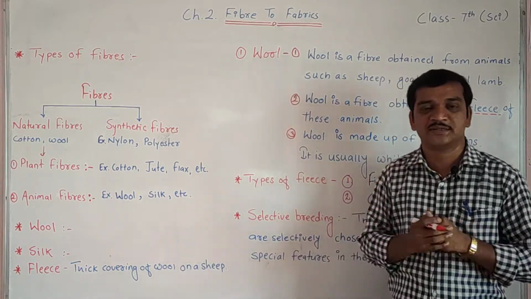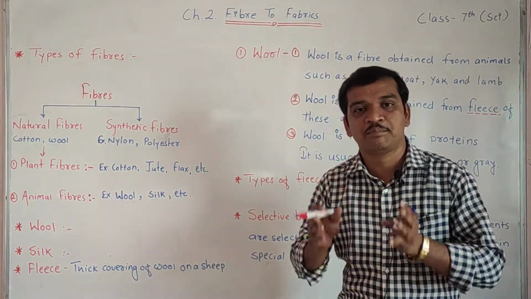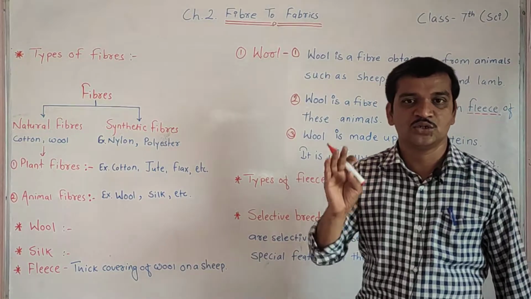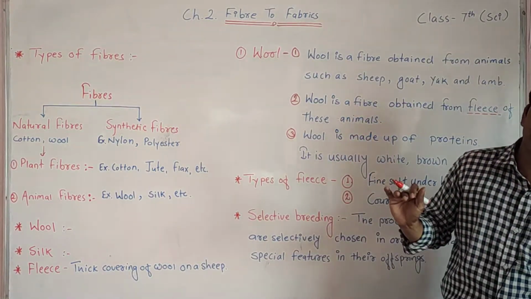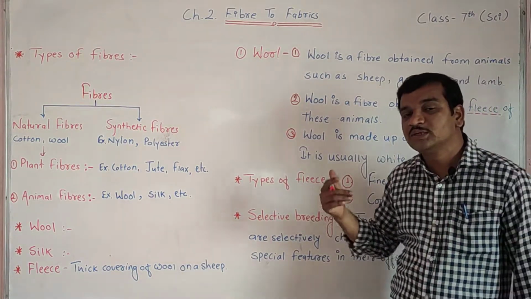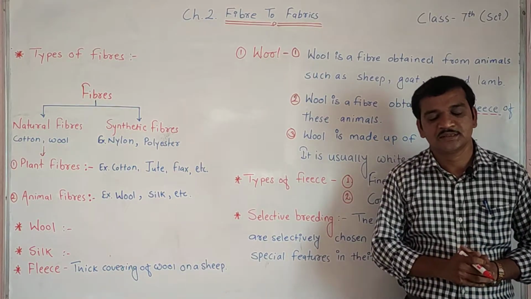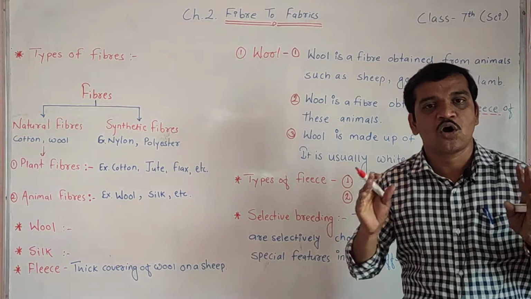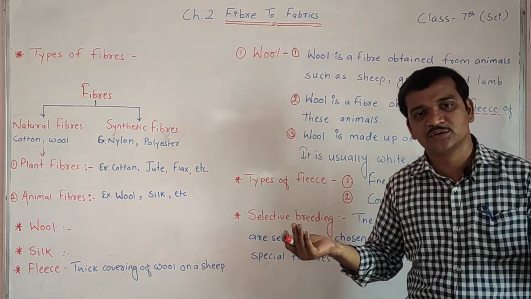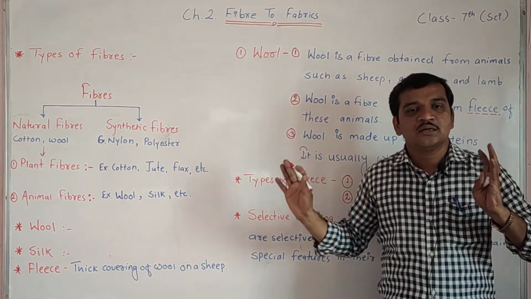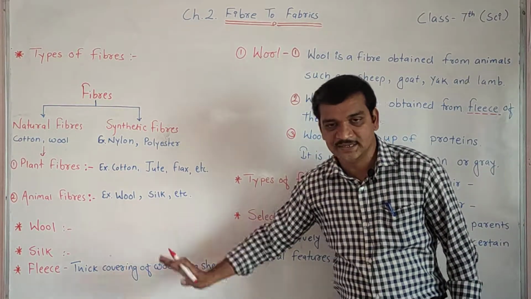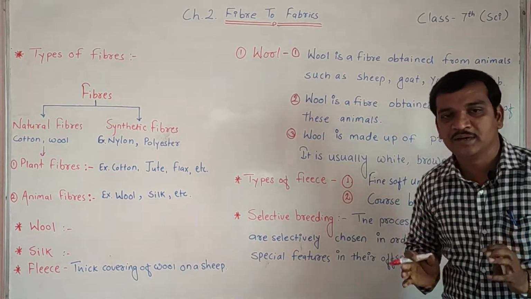Now what is meant by plant fibers? Fibers obtained from plant sources are called plant fibers. Examples: cotton, jute, flax. Very good, students. Now what about animal fibers? Very simple definition: fibers obtained from animals are called animal fibers. Examples: wool and silk.